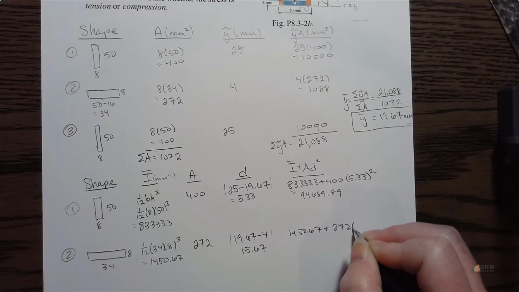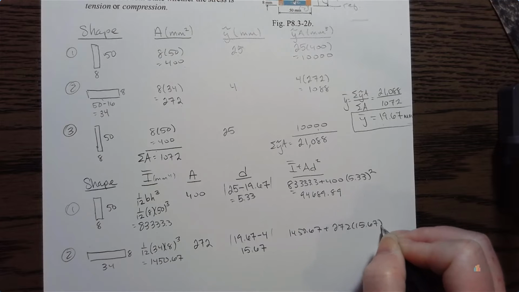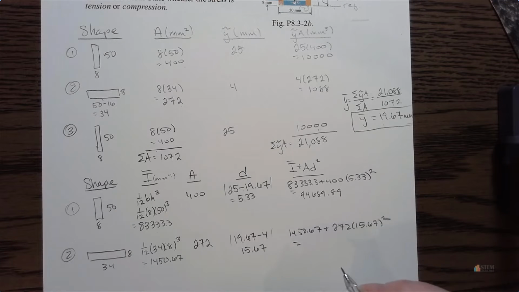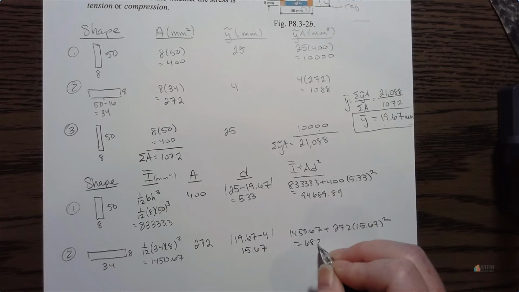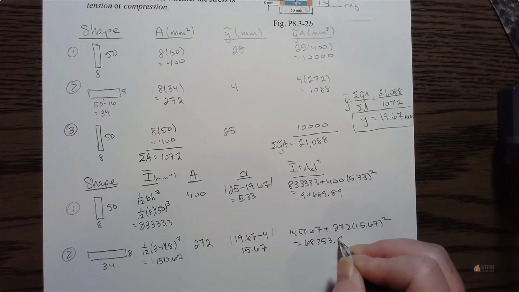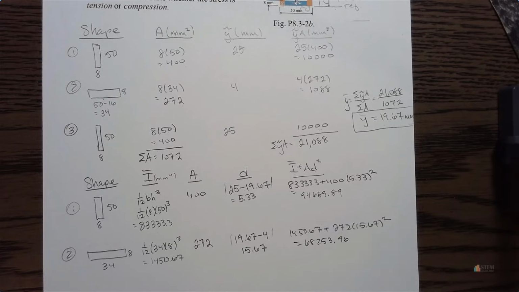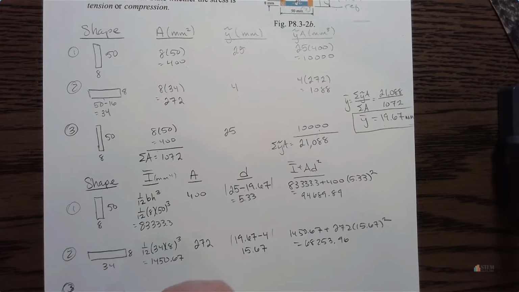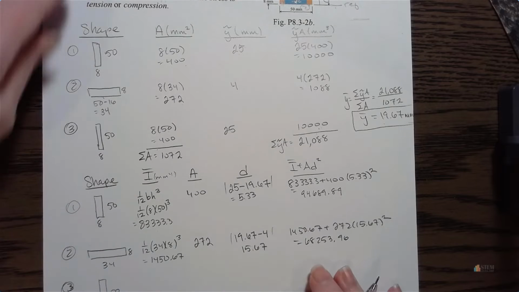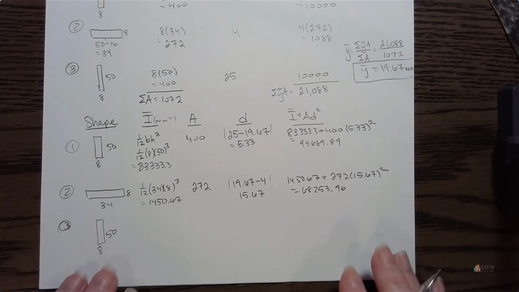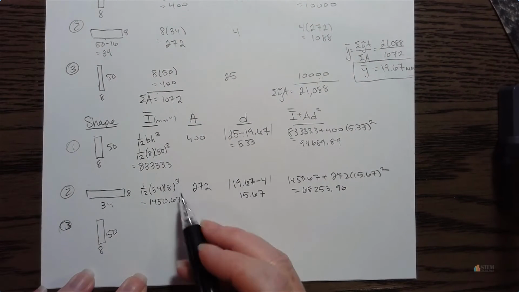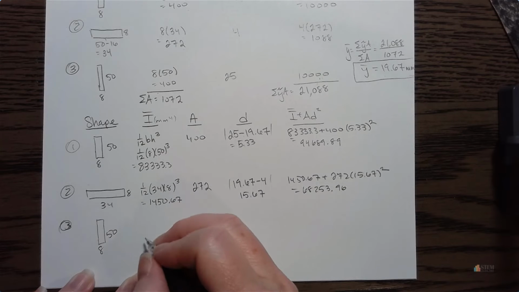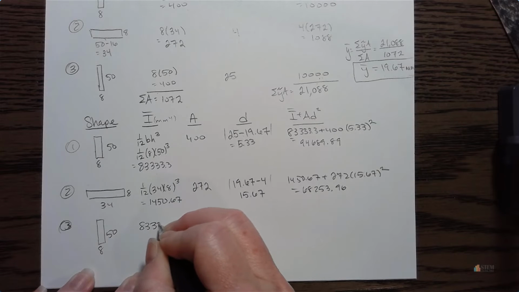All right, so let's write that out. And then that is going to give you 68,253.96. Okay. And then lastly, that right-hand section. So it's 8, that's 50. Let me move this up. There we go. And then your I is going to be the same, because basically the same shape.